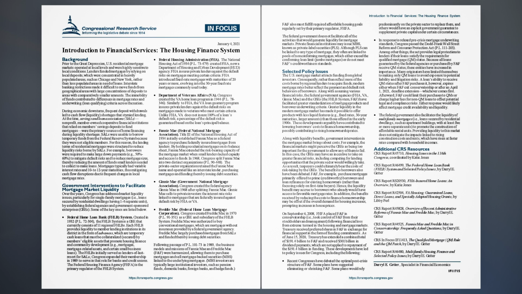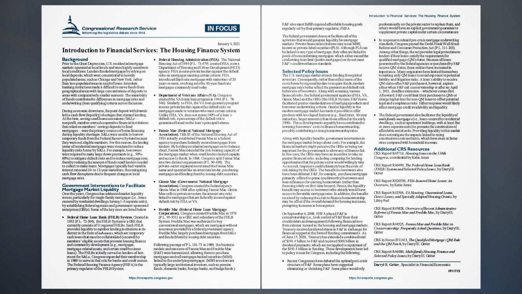Following passage of PL 101-73 in 1989, the business models and missions of Fannie Mae and Freddie Mac (F&F) were harmonized, allowing them to purchase mortgages and sell mortgage-backed securities (MBS) linked to the underlying mortgages. MBS investors are typically large institutional investors, such as pension funds, domestic banks, foreign banks, and hedge funds. F&F also must fulfill required affordable housing goals regularly set by their primary regulator, FHFA. The federal government does not facilitate all of the activities that would generate liquidity for mortgage markets.